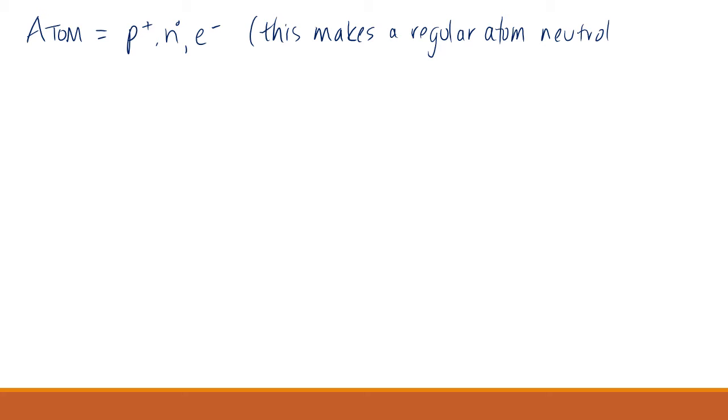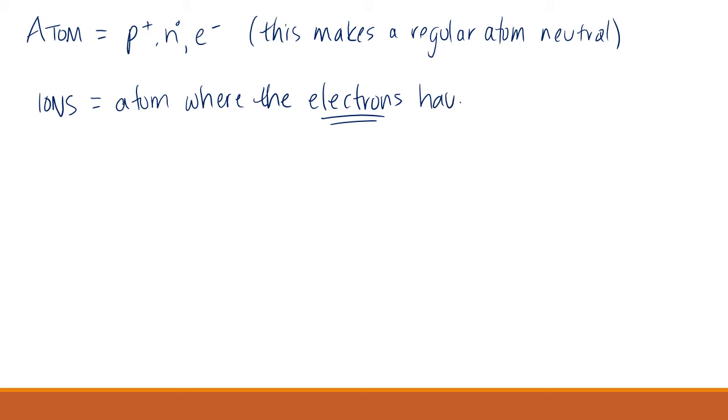But sometimes atoms have charges. The only way to get a charge on an atom is to change the number of electrons. If you change the number of electrons, you have an ion. So this is an atom where the electrons have changed. Okay. Because remember, we don't ever change the protons because that is what identifies the atom. So ions are atoms where electrons have changed.